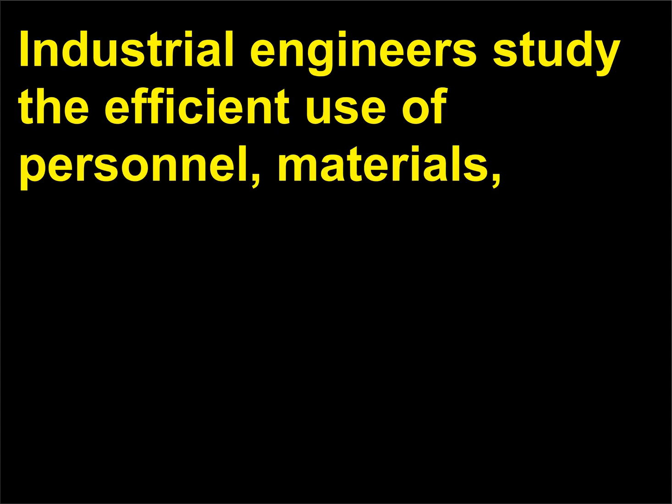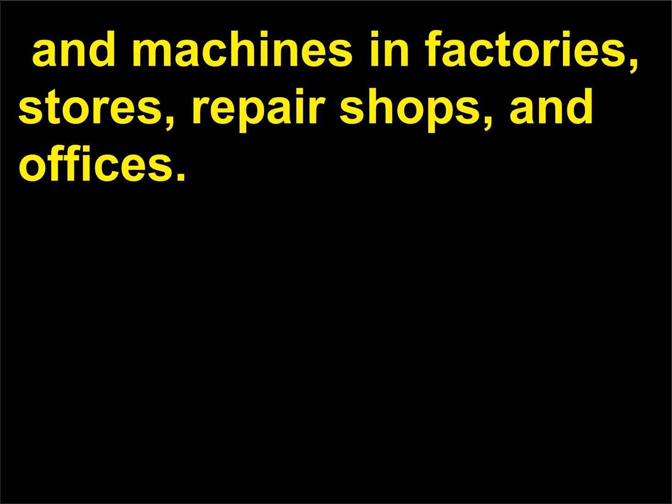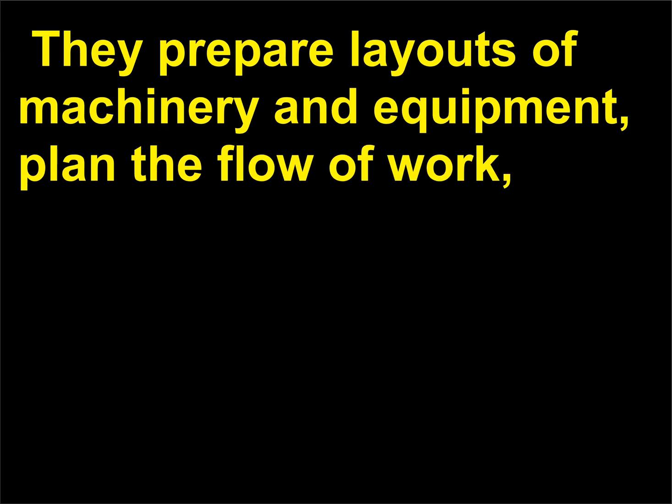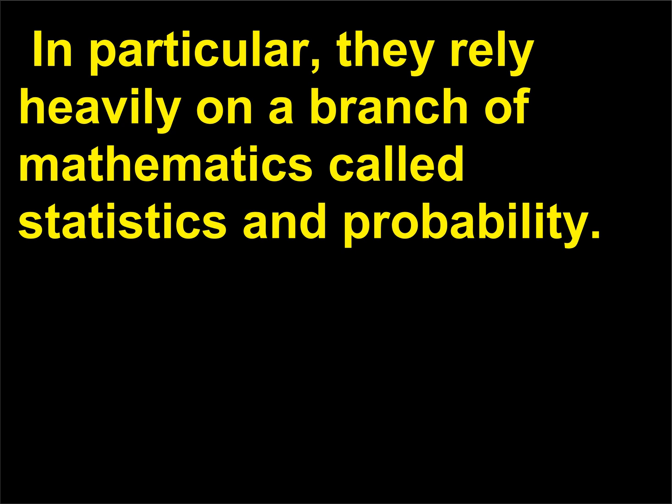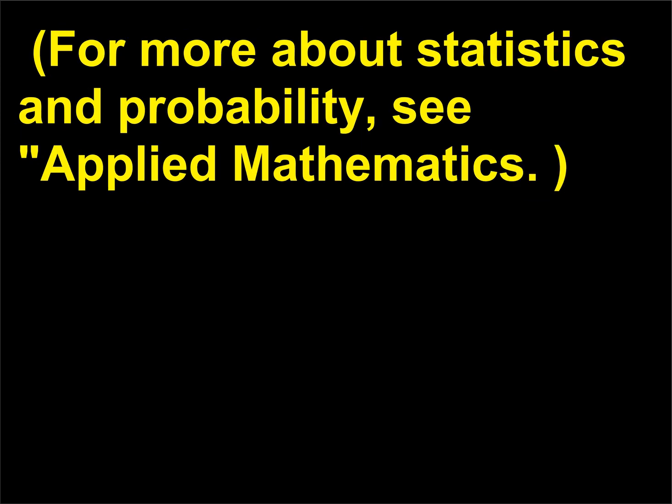Industrial engineers study the efficient use of personnel, materials, and machines in factories, stores, repair shops, and offices. They prepare layouts of machinery and equipment, plan the flow of work, make statistical studies, and analyze production costs. In particular, they rely heavily on a branch of mathematics called statistics and probability. For more about statistics and probability, see Applied Mathematics.